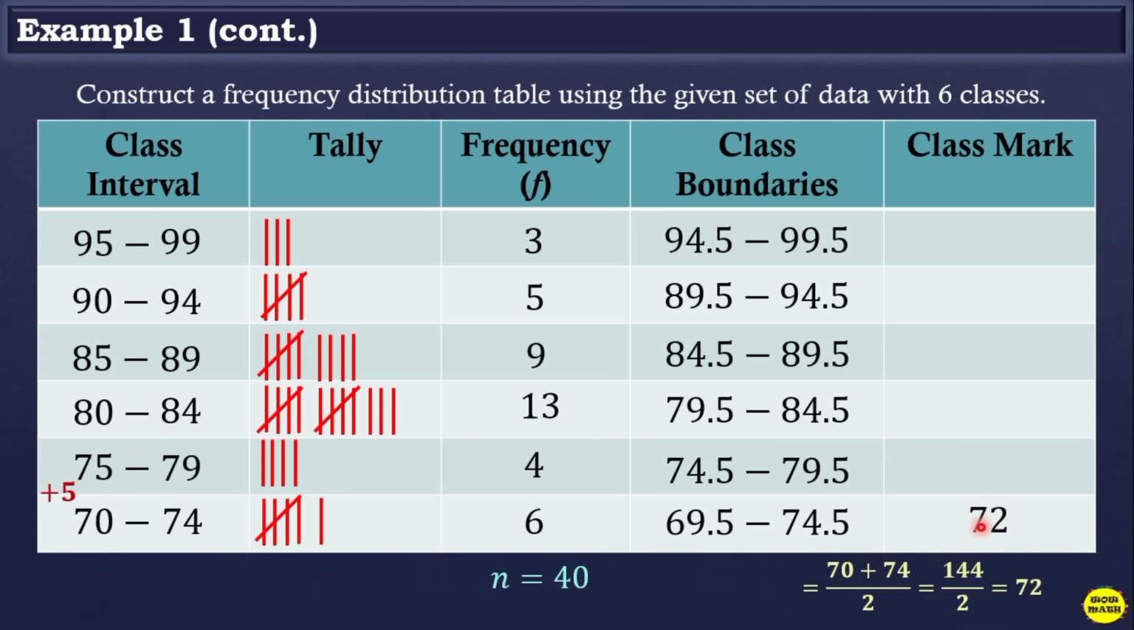Now, since your class width here is 5, we just add 5 to all. So, 82, plus 5 here, that is 87, plus 5, that is 92, plus 5, 97. So, our class width has many uses, not only for our class interval, but also for the class boundaries, you may apply that, and also for our class mark.